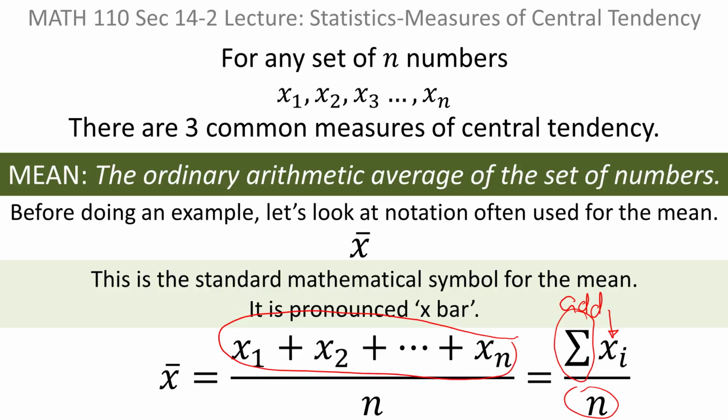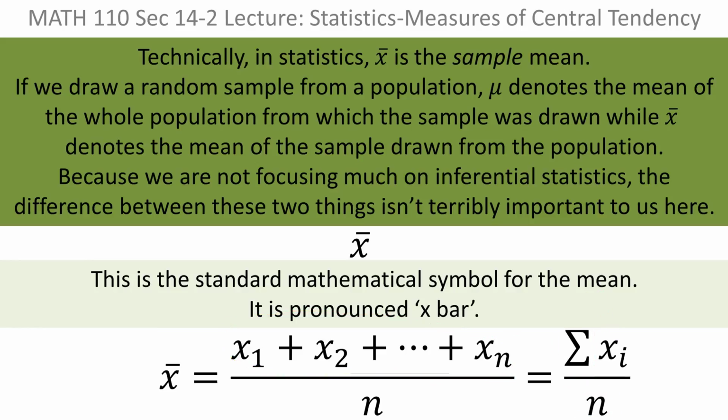And if you see a sigma in front of the x sub i, that just means add them all up. And then, of course, divide by n. Now, I'm going to make a technical point, and then I'm going to pretty much push it aside. Technically, in statistics, when I say x bar, I'm talking about the sample mean.